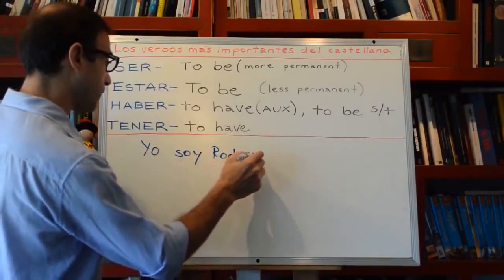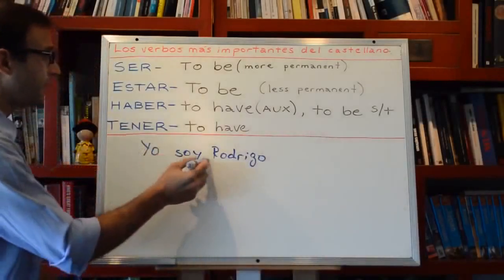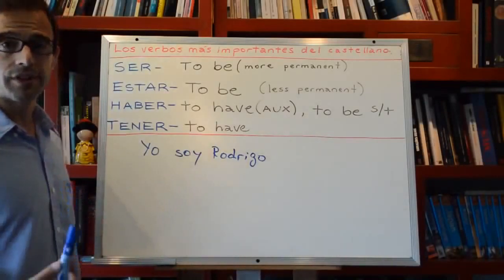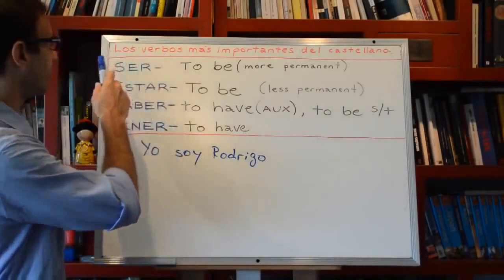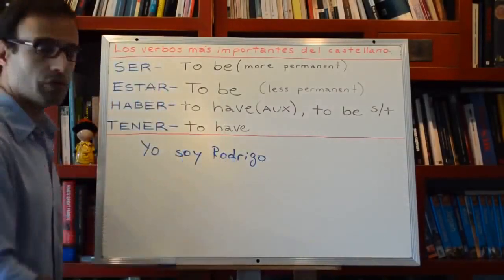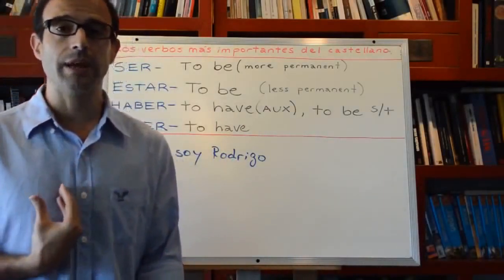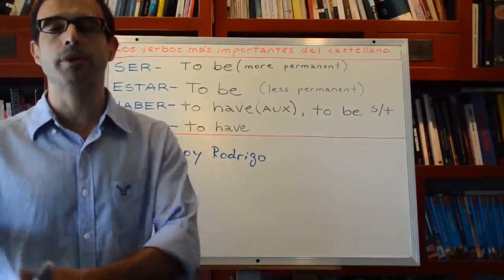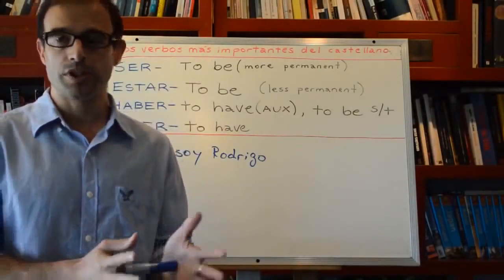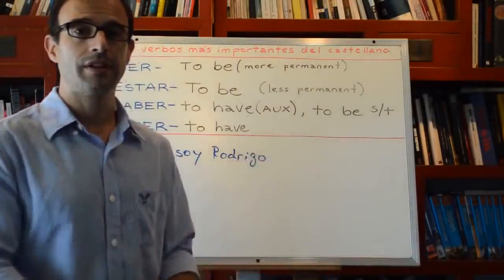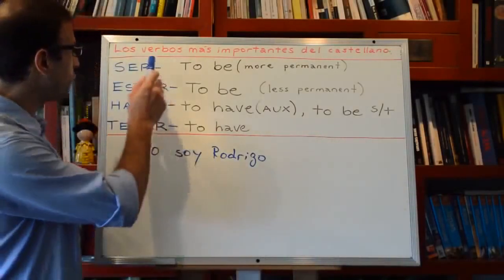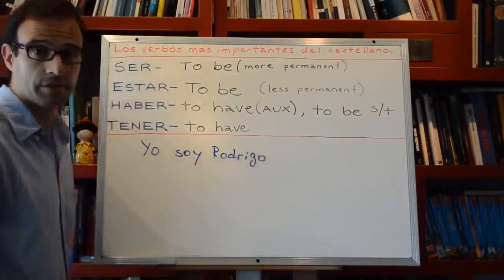Okay? Soy is a conjugation for the first person in the singular, for I, in present tense, for the verb ser. Okay, so soy is verb ser. Yo soy Rodrigo. My name, someone's name, is something permanent. Okay, of course, somebody can change his name, that's for sure. But generally speaking, the name is something permanent. Okay, so yo soy Rodrigo. I use verb ser because the name is permanent, okay?